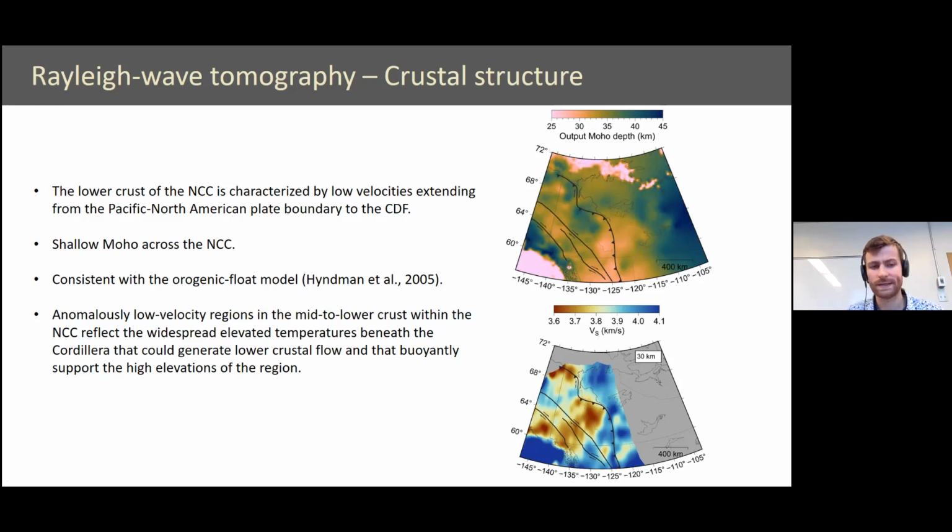And so what we think we see here is that the anomalously low velocity regions in the mid to lower crust within the northern Canadian Cordillera reflect the widespread elevated temperatures beneath the Cordillera that could generate lower crustal flow, and that would possibly support the high elevations of the region. However, we are not able to pick up the signal of a lower crustal detachment because, as I said, surface waves are not great at picking up such discontinuous structures, especially since a detachment would be very thin, not a thick layer, so it will be hard to see with surface waves. So we can't really discard it, but we don't see it so far.